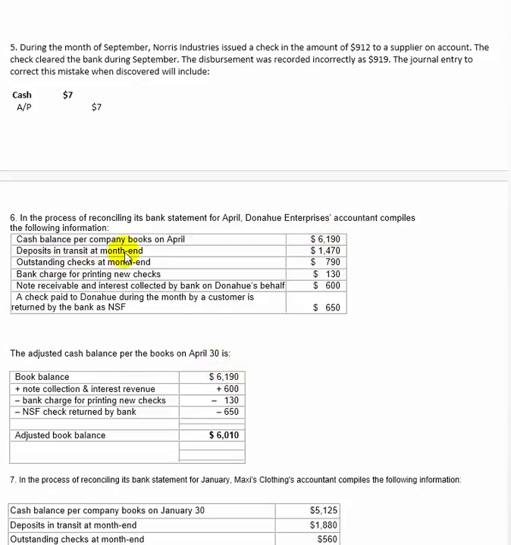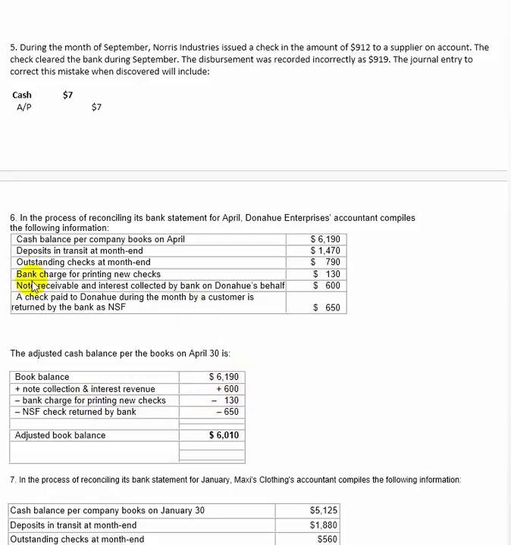Deposits in transit, that has nothing to do. That's going to be something you put on the bank side of the reconciliation. Outstanding checks, that's also something that's going to be recorded on the bank side of the reconciliation. Bank charge for printing checks, $130. That's something that we don't know about until we get a bank statement. So therefore, the bank knows about it, but we don't know about it on the book side. So we're going to take that $130 and subtract it over here from the book balance.